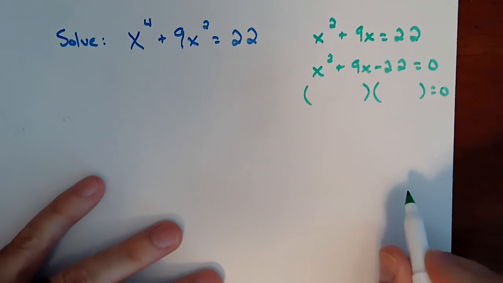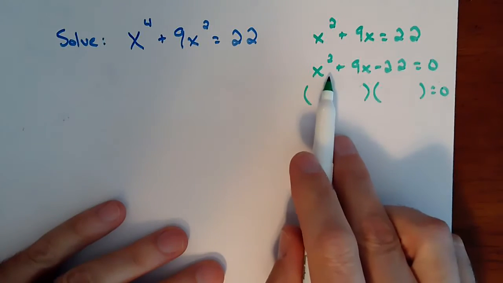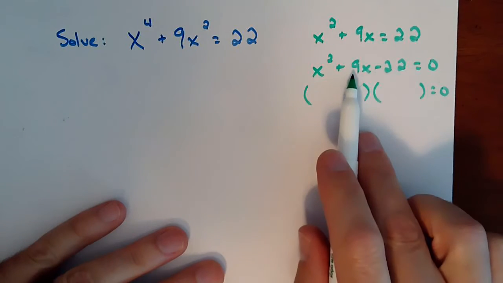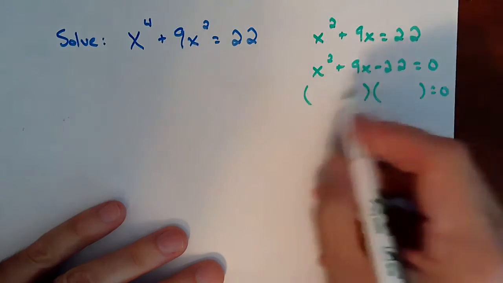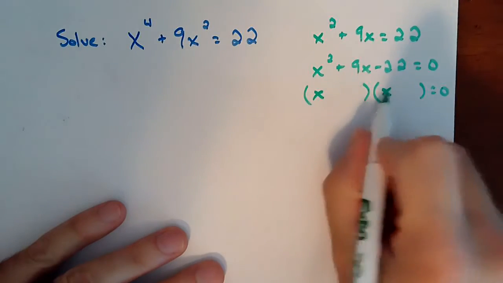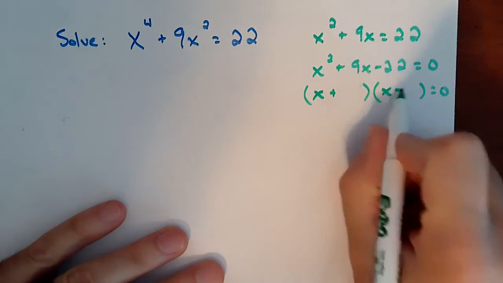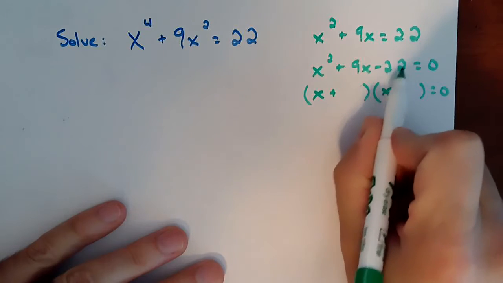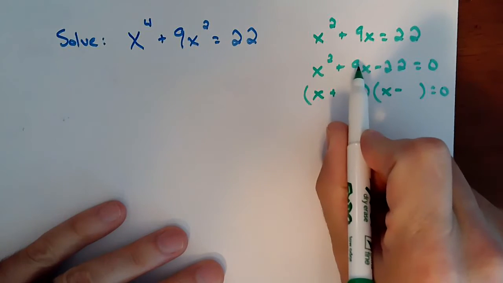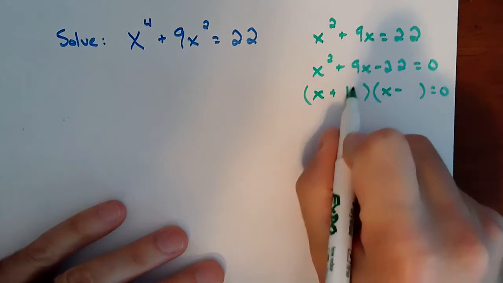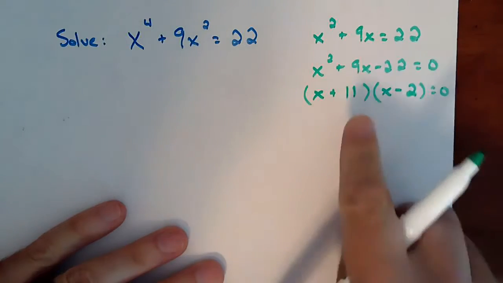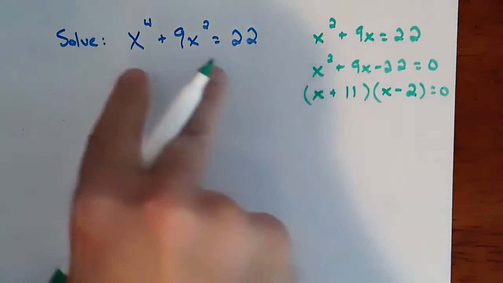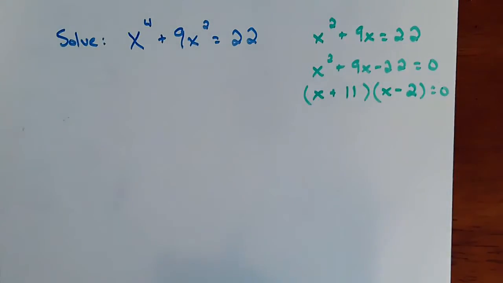So I'm looking to see what multiplies to negative 22 and adds to 9. So if I get that, I know my signs are going to be different. And 2 and 11 can multiply to 22, and they differ by 9. So I'd have a positive 11 and a negative 2. So that approach is what I'm going to use for this one.